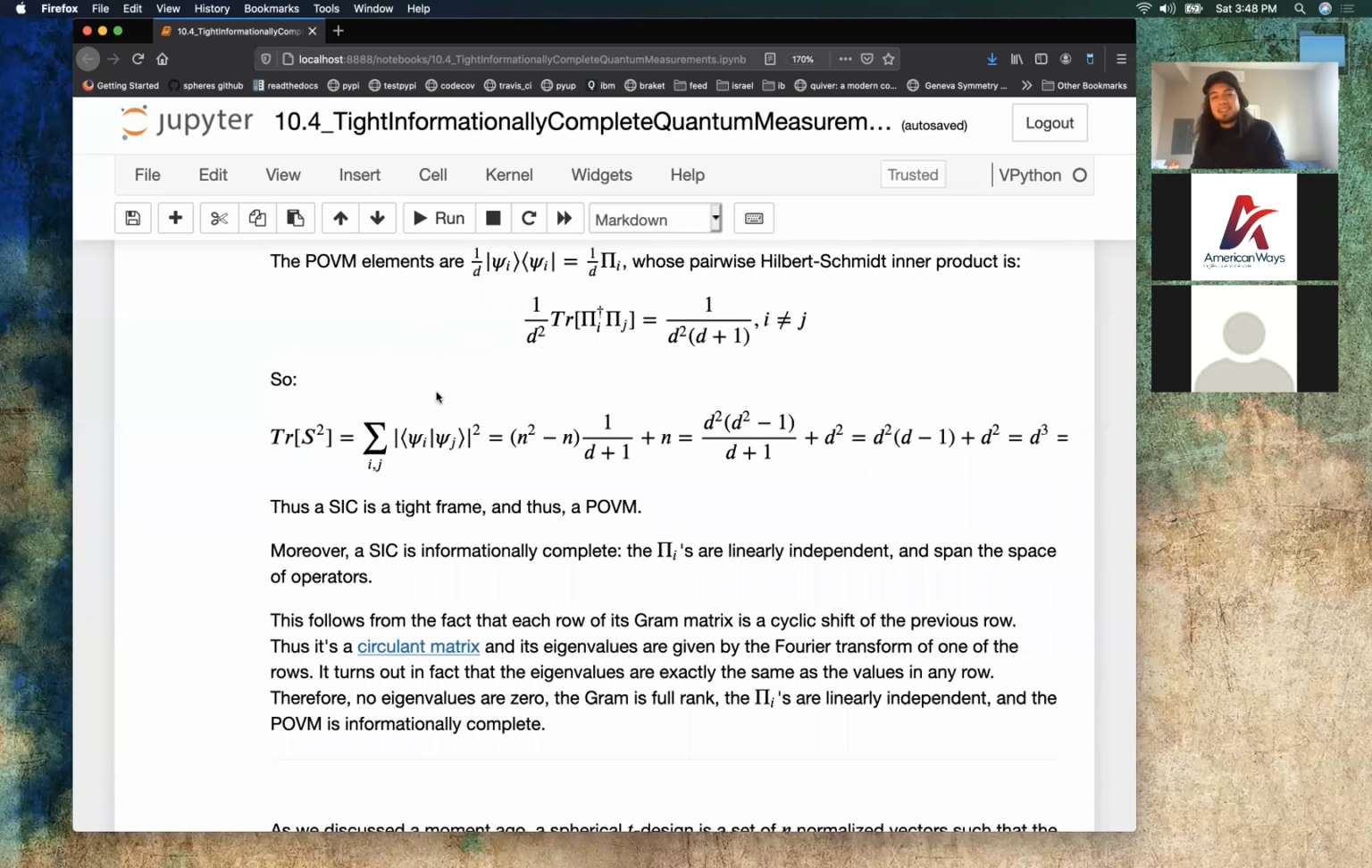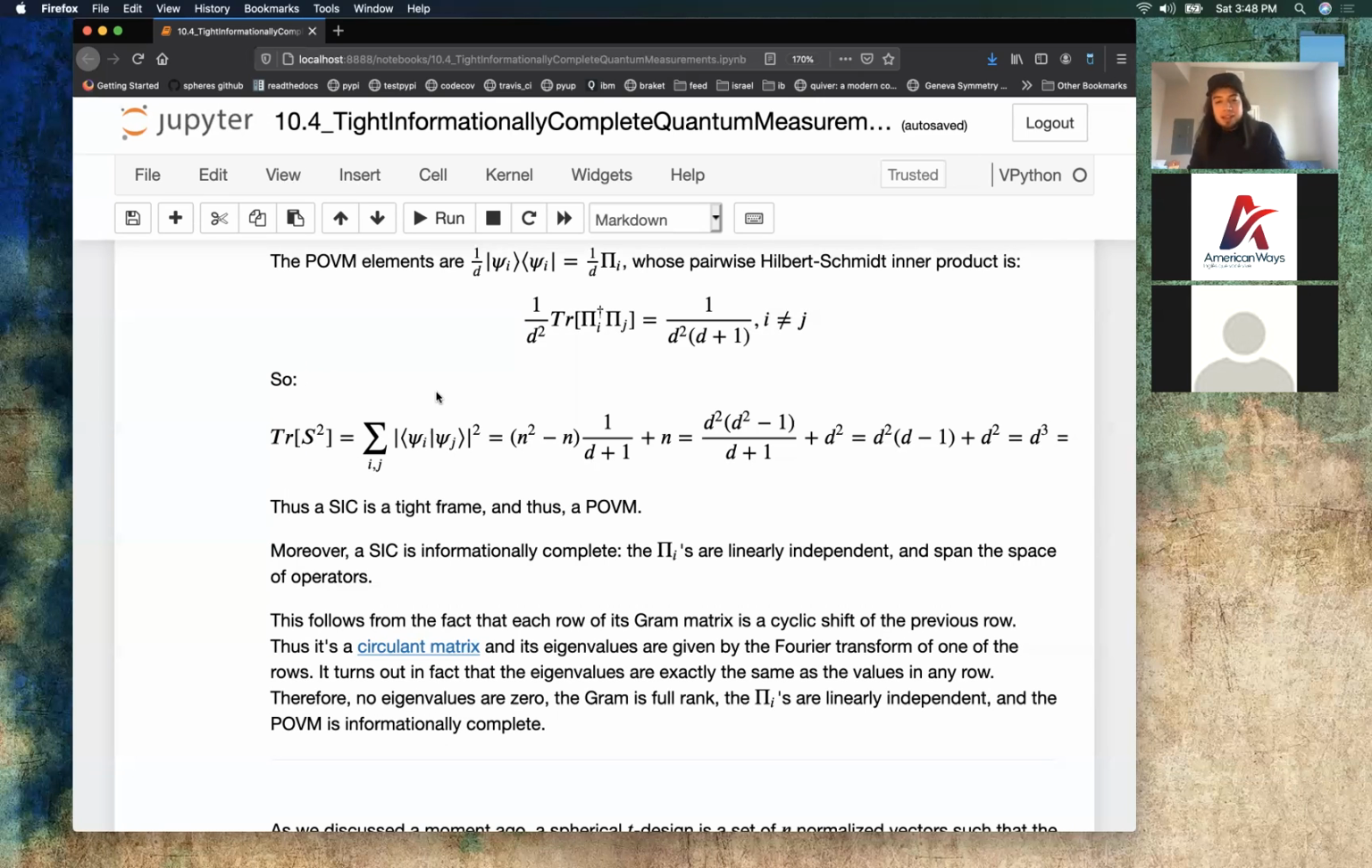Okay. It's a tight frame, it's a POVM. Moreover, a SIC is informationally complete. What that means is that if you get the probabilities for the outcomes of such a measurement given a quantum state, then those probabilities completely nail down that quantum state. In other words, the projectors here are all linearly independent and span the space of operators.